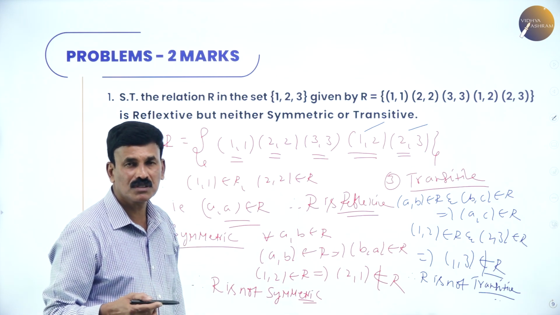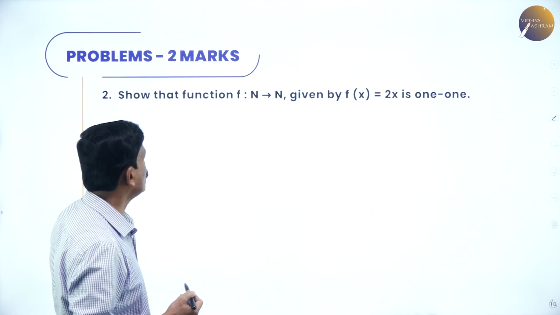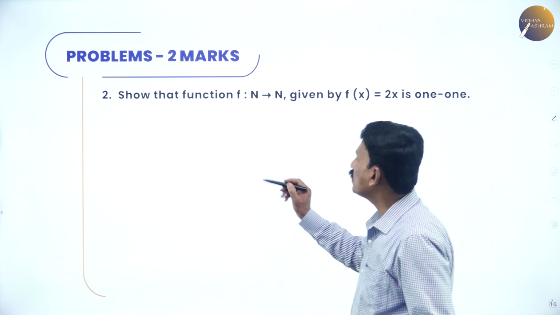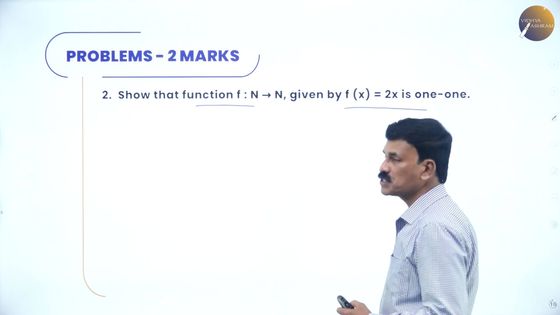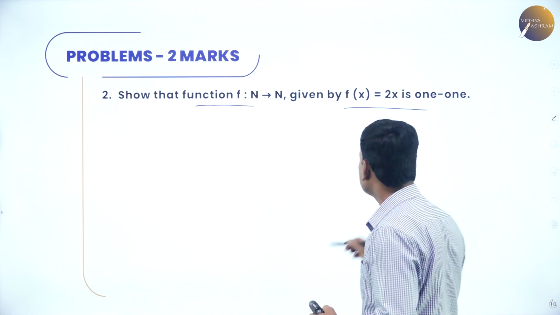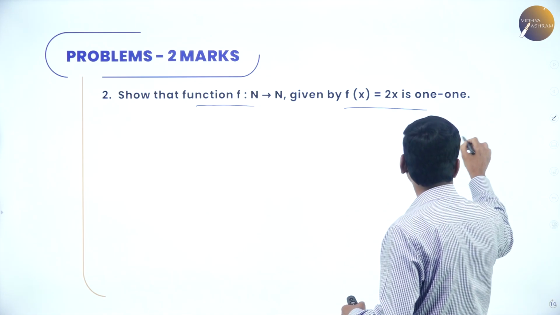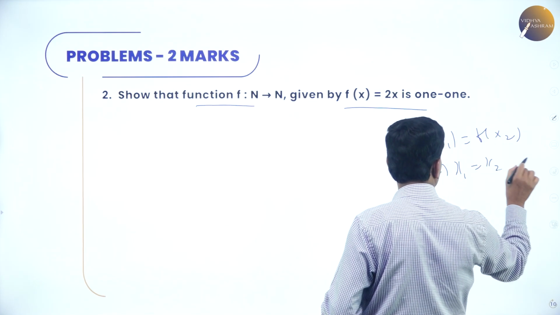Sometimes they may ask this question for 3 marks also, right? Now move on to the next type of problem. This is a problem from types of function. What is the problem given? Show that the function f from N to N given by f(x) = 2x is a one-one function. So you know the definition of a one-one function. A function f(x) is said to be one-one if f(x1) is equal to f(x2) implies x1 is equal to x2.